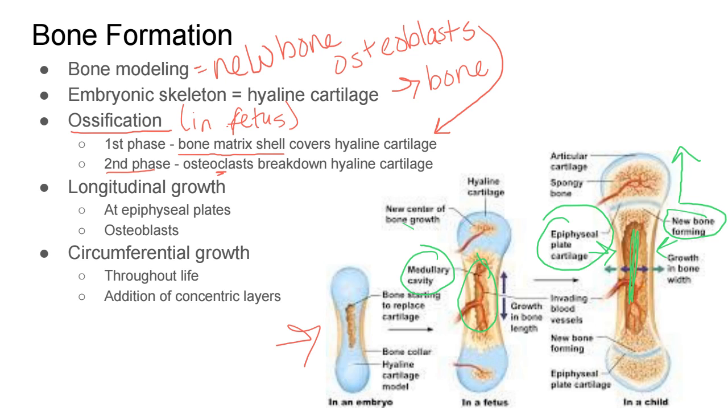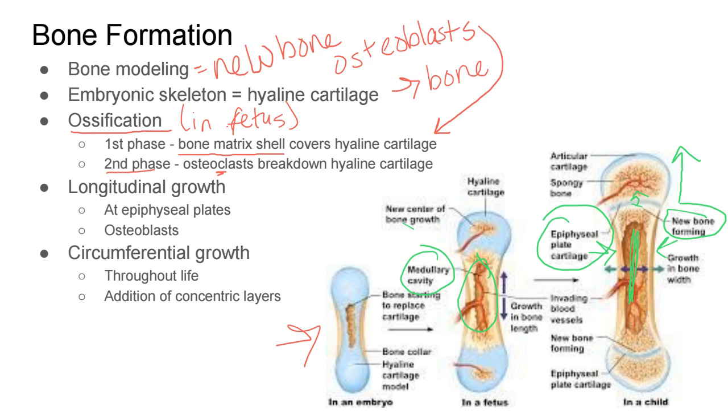However, these osteoblasts that are laying down new bone are eventually going to hit the bone on the other side of that epiphyseal plate. And when they move fast enough and they hit the bone on the other side of the epiphyseal plate, that's when we get the fusion and it stops increasing in length.